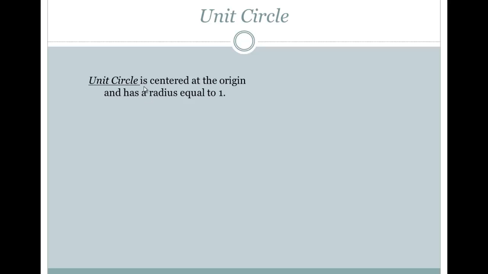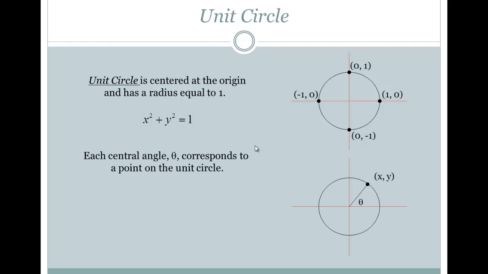The unit circle is a circle that is centered at the origin and has a radius of 1. And you should know way back from chapter 1 that the equation of that circle is x squared plus y squared is equal to 1, and it looks like this. Okay? The central angle theta corresponds to a point on the unit circle.